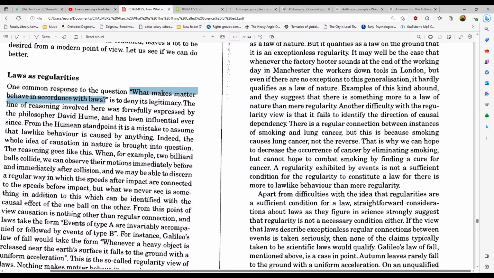Which is what I always do with people, right? If I don't like the question, I deny the legitimacy of your question. I'm offended that you even framed it that way. So says David Hume.